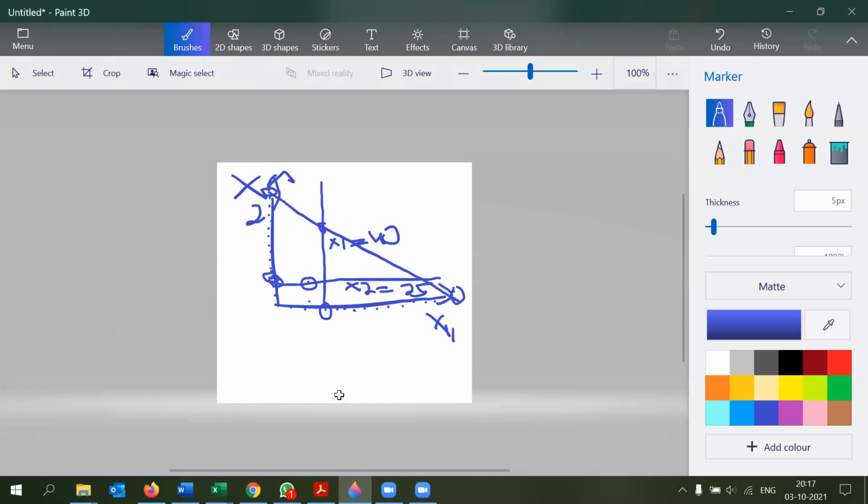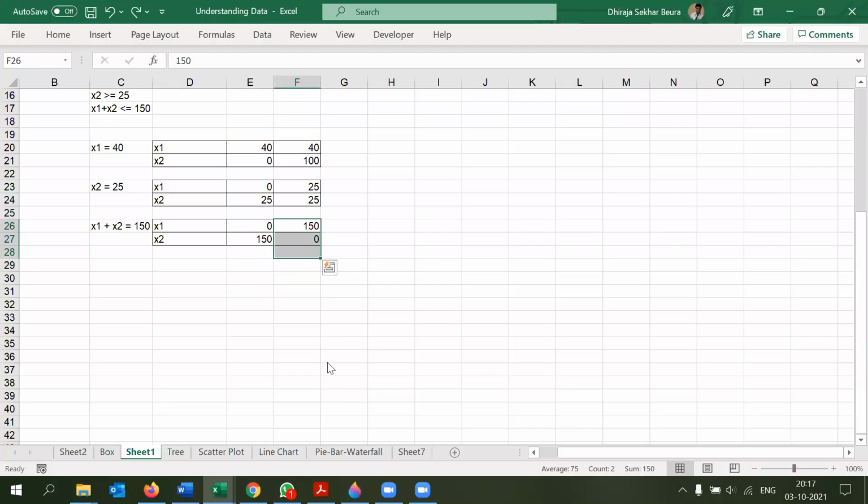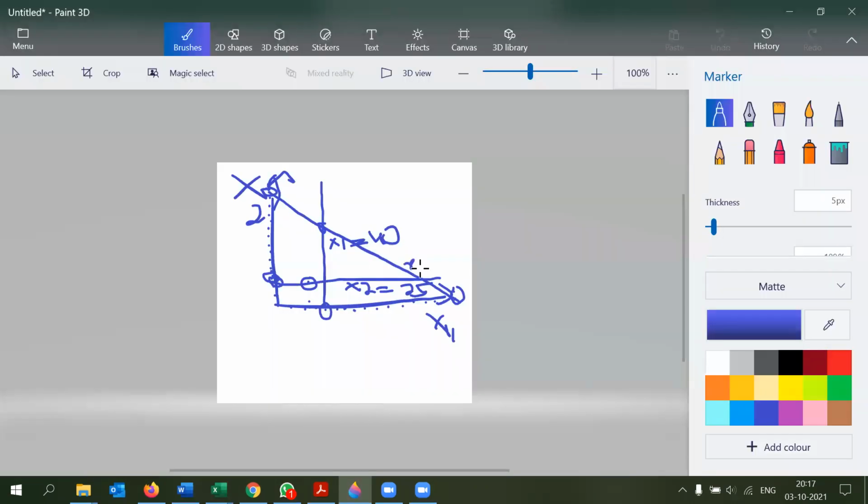Once you have done that, one thing that we are forgetting is something. Can somebody tell me what we forgot? Something very important. Writing the equation. Never forget. That is really helpful going forward. Write the equation right next to the line: x1 plus x2 equal to 150, whatever value. Now that we have done that, let's do the next step.